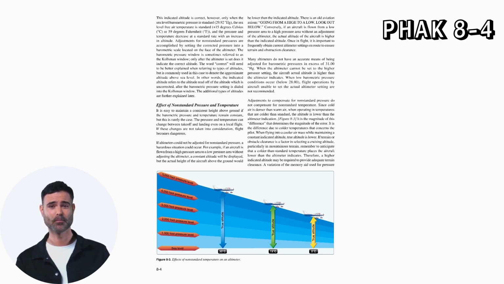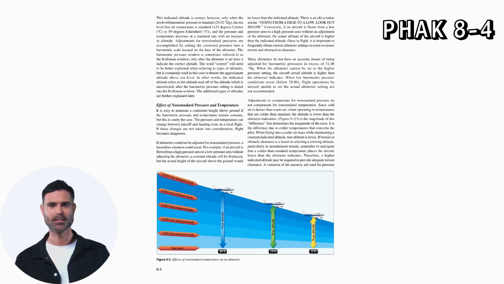Once in flight, it is important to frequently obtain current altimeter settings en route to ensure terrain and obstruction clearance. Many altimeters do not have an accurate means of being adjusted for barometric pressures in excess of 31 inches of mercury. When the altimeter cannot be set to the higher pressure setting, the aircraft's actual altitude is higher than the altimeter indicates. When low barometric pressure conditions occur below 28, flight operations by aircraft unable to set the actual altimeter setting are not recommended. Adjustments to compensate for non-standard pressure do not compensate for non-standard temperature.